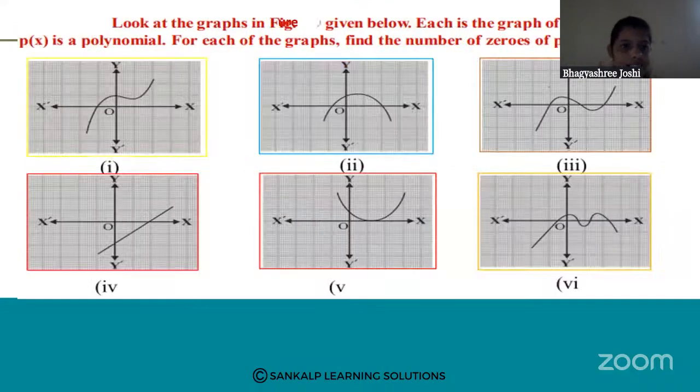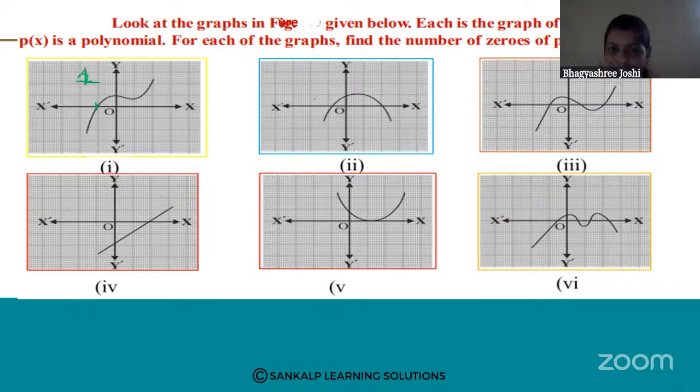Next, yes, dear students, we'll complete this concept. Look at the graphs in the figure given below. Each is the graph of y is equal to p of x, where p of x is a polynomial. For each graph, find the number of zeros of p of x. In the first case, how many times is it intersecting the x-axis? Only one time. That means it has only one zero.